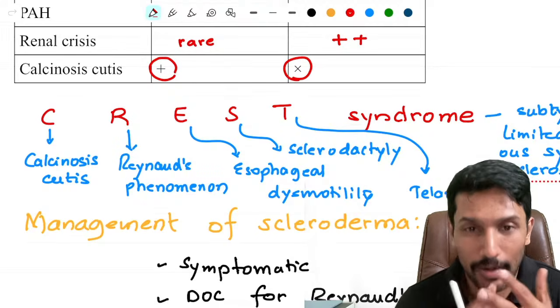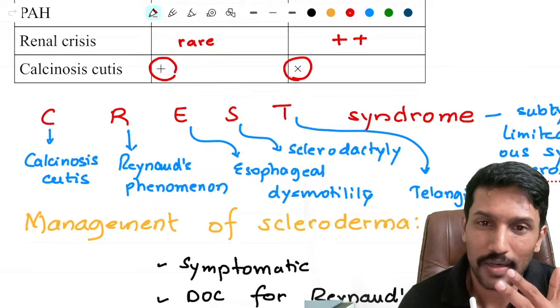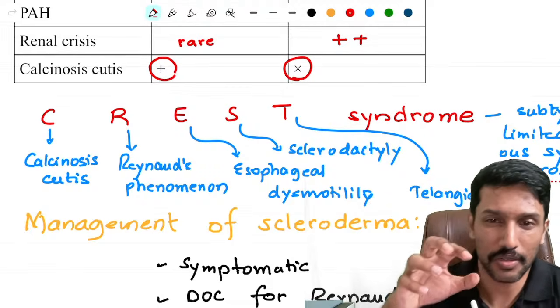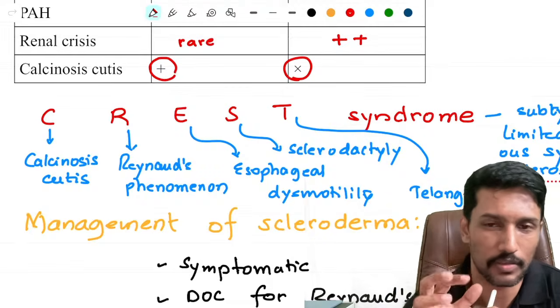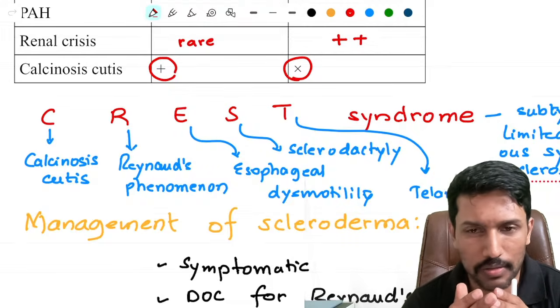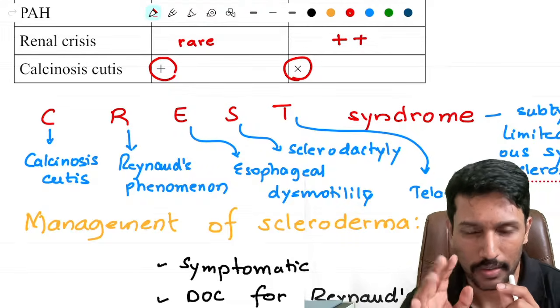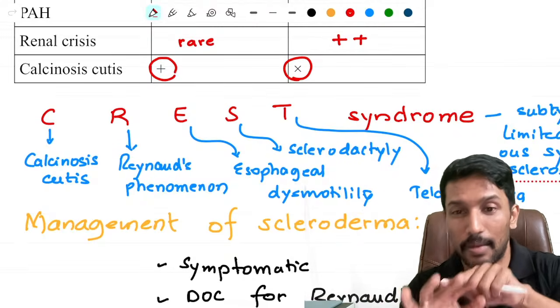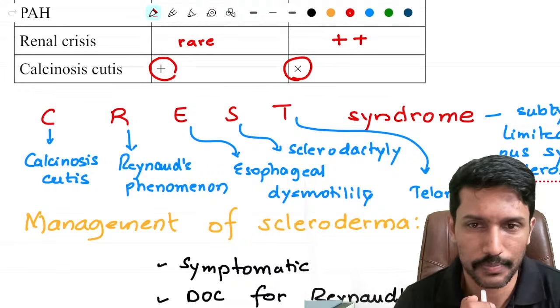Calcinosis cutis, Raynaud's phenomenon, esophageal dysmotility. Sclerodactyly refers to a fixed flexion deformity with sausage-shaped fingers. Sclero means fibrosis, dactyly means finger. So scleroderma means skin fibrosis, but when that happens to the fingers, we call it sclerodactyly.